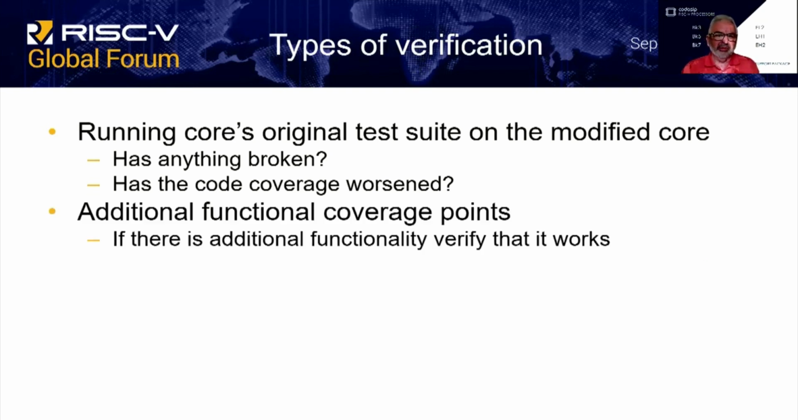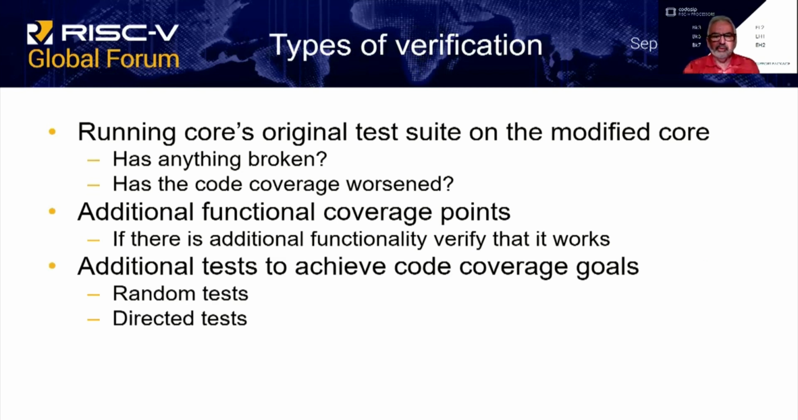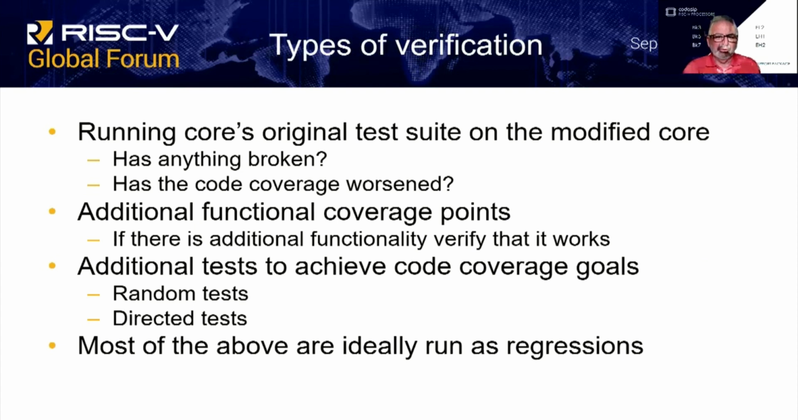You need to make sure that for any incremental architectural features, you have additional coverage points. You need to be sure that you verify that the new functionality actually works. Also, you need additional tests to achieve your code coverage goals. Adding features will mean that you've got more code to cover, so you'll need additional random tests and probably directed tests to achieve this. Now, if we look at any of these activities, one thing that is in common is that most of them are ideally run as regressions.